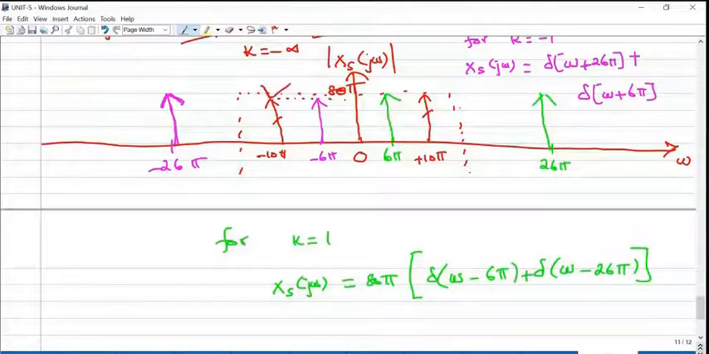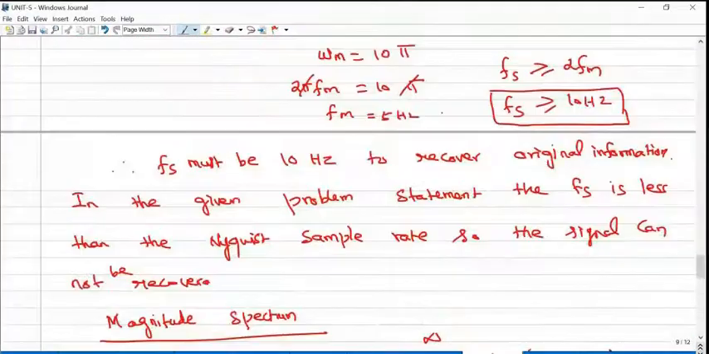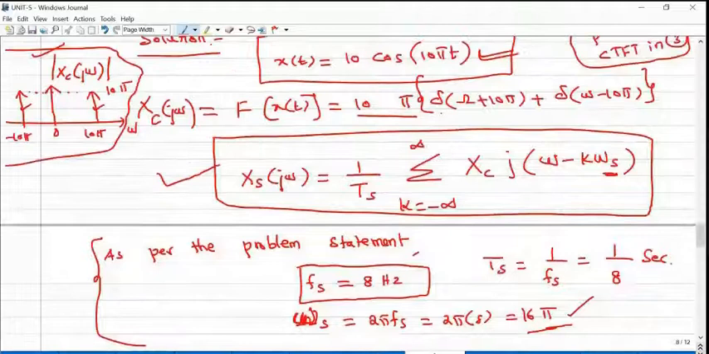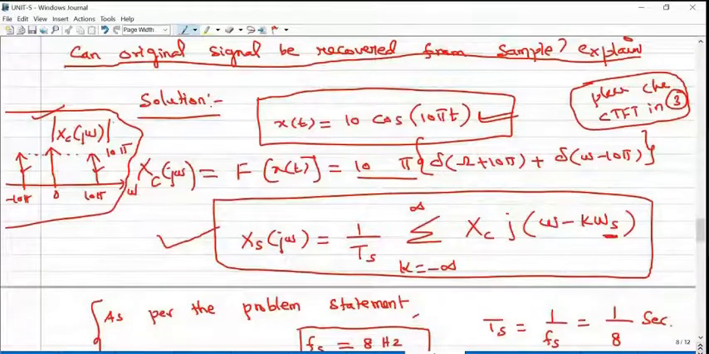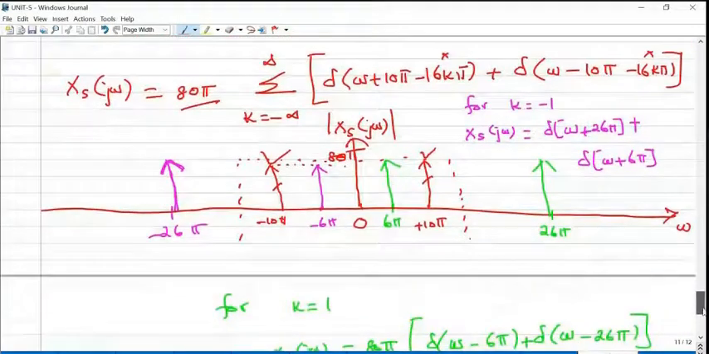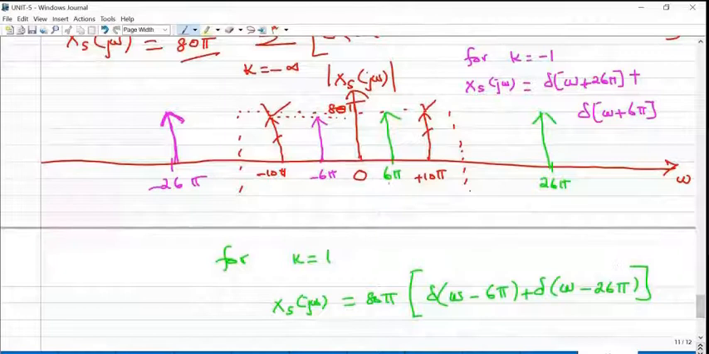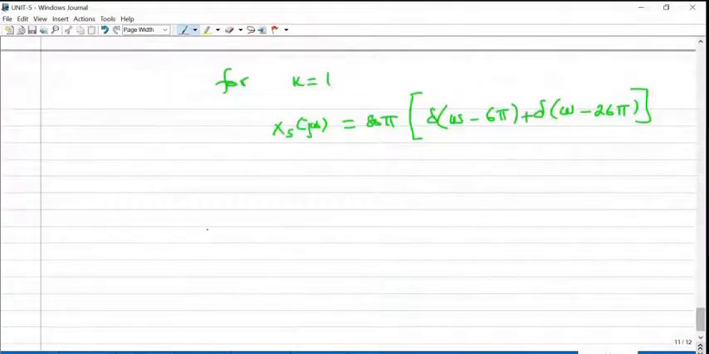This is our actual information as per the given x of t. So this information cannot be recovered from the sample rate fs of 8 Hz. They gave fs as 8 Hz. If you proceed with fs as 8 Hz and plot your magnitude spectrum, it is not at all possible to recover your original signal. So once again, you have to write down the conclusion.